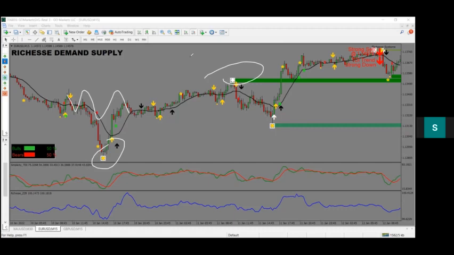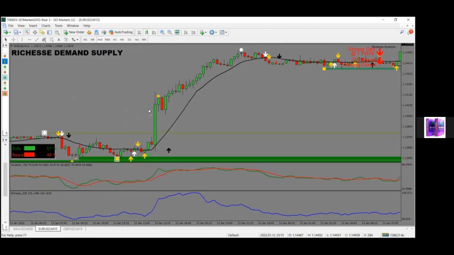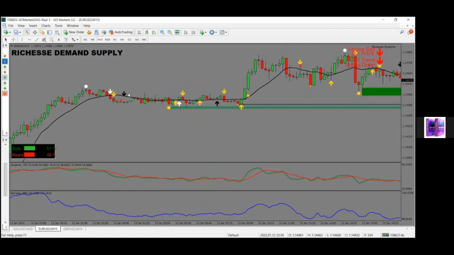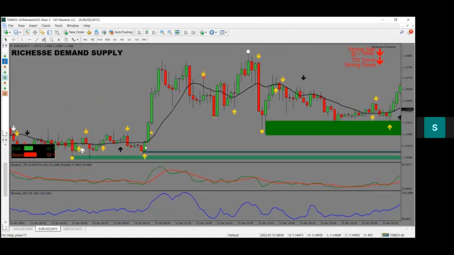Now coming to the indicator part. This is the same demand and supply that we have learned earlier. Coach, why are there different arrows, yellow, white, and black? It is a coding difference. There is also an apostrophe marker; it indicates trend continuation.